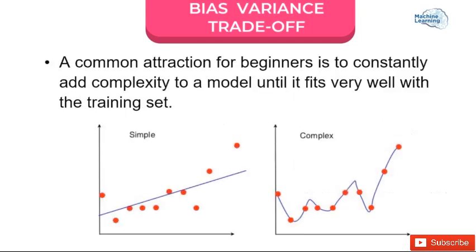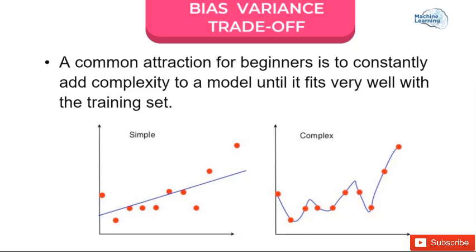A common attraction for beginners is to constantly add complexity to a model until it fits very well with the training set. For now, we'll start understanding this with a machine learning algorithm, linear regression. Suppose you're given a set of red training data, and we'll also have test data. Now, you may have a simple model like a blue line, and you get a specific error on your training data. As a beginner, you decide, well, maybe I should make the model more complex or more flexible so that we can get all these training points.